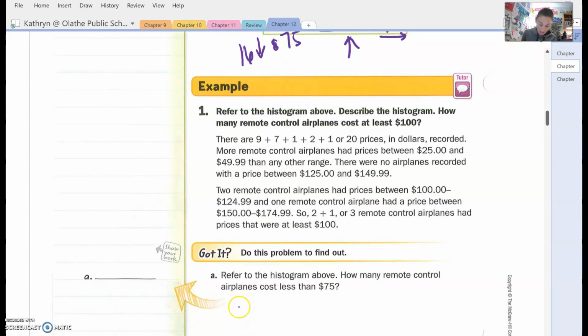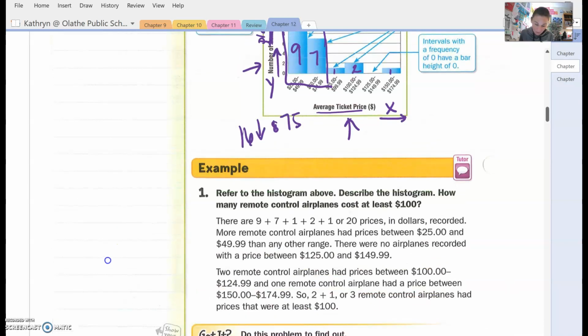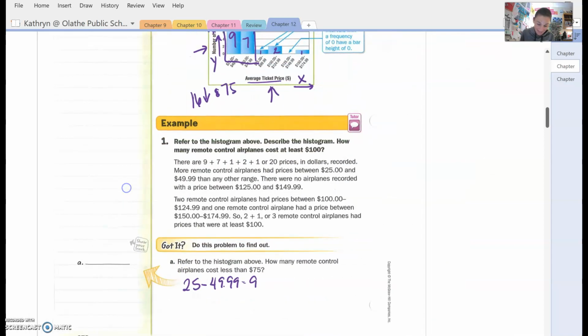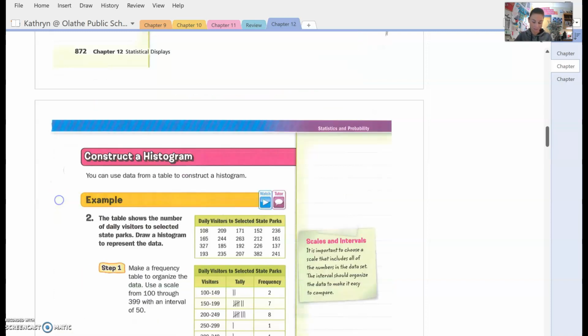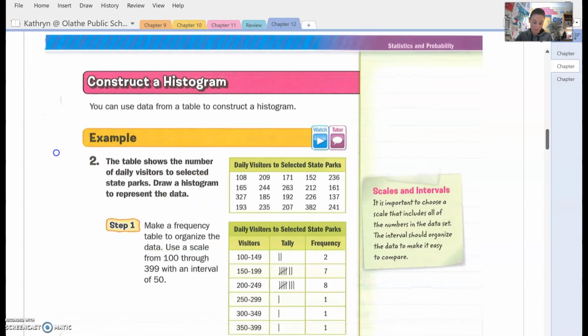So we had between $25 to $49.99, I believe we had 9. Let's scoot up here. There we go. And then between $50 to $74.99, we had 7. So when I take 9 plus 7, I get 16. Okay, 16 of them.